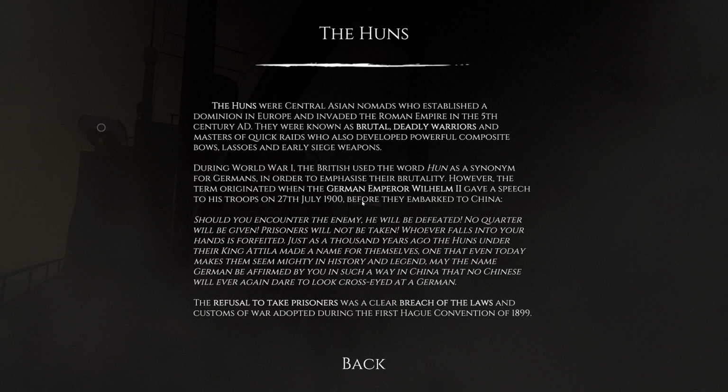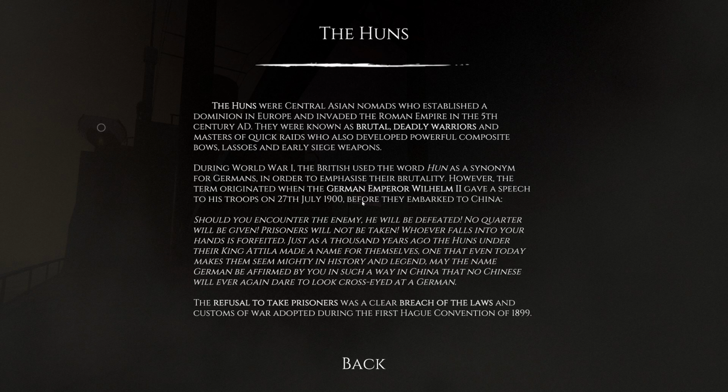Should you encounter the enemy, he will be defeated. No quarter will be given. Prisoners will not be taken. Whoever falls into your hands is forfeited. Just as 1,000 years ago the Huns under their king Attila made a name for themselves, one that even today makes them seem mighty in history and legend, may the name German be affirmed by you in such a way in China that no Chinese will ever again dare to look cross-eyed at a German.